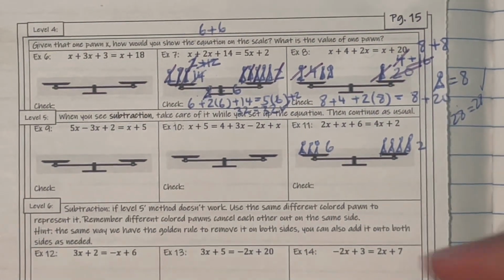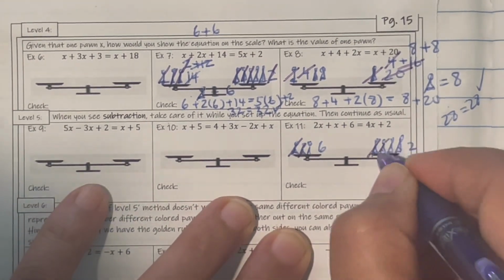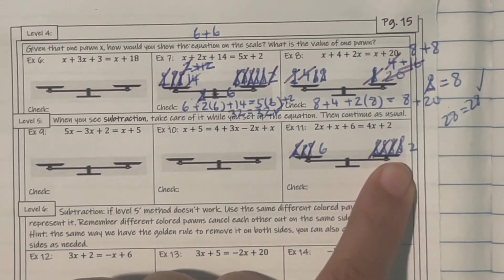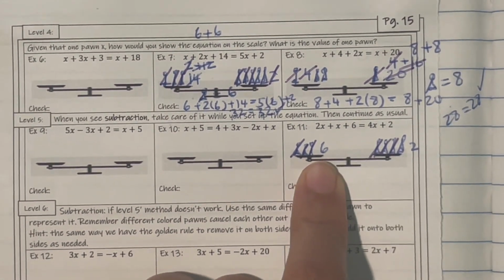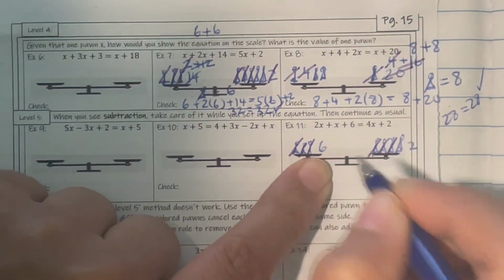All right, so let's go ahead and get rid of our pawns. Remember, you can take it out from both sides and the scale still remains balanced. Since I have the pawn left on this side, I'm going to put numbers on this side, which means I need to get rid of this 2. So we're going to rewrite 6 with a 2.